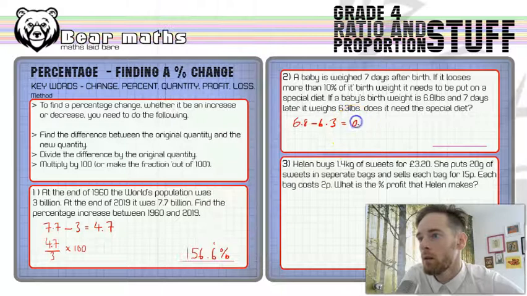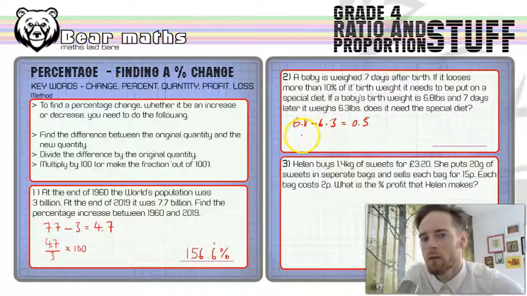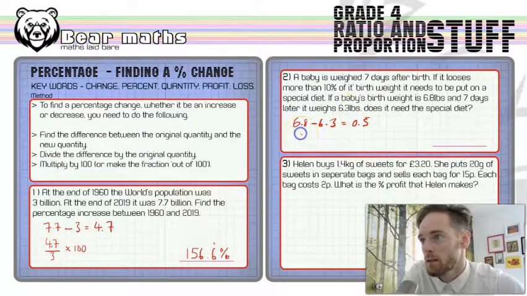Okay, so I'm going to put 0.5 pounds. We don't have to worry about the units in these particular questions, because at the end of it, we're just finding the percentage increase or decrease. So it's gone down. The baby's weight has gone down, as it does after 7 days. But we don't want to go down more than 10%.